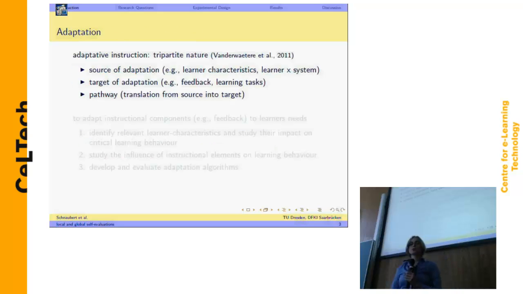So first, a few words about adaptation. Adaptive instruction can be perceived as having a tripartite nature. So we have the source of adaptation, which could be learner characteristics or task characteristics, or of course the interaction of the learner with the system. And the target of adaptation, which can be a variety of things, but in our case, of course, it's a feedback project. The target of adaptation is the tutoring feedback and the transition from source into target.